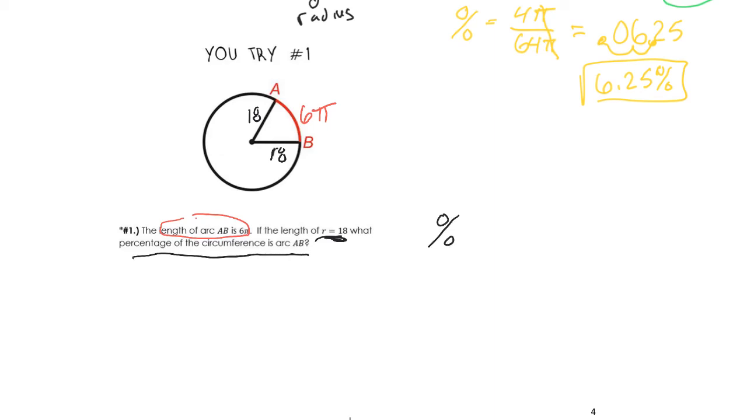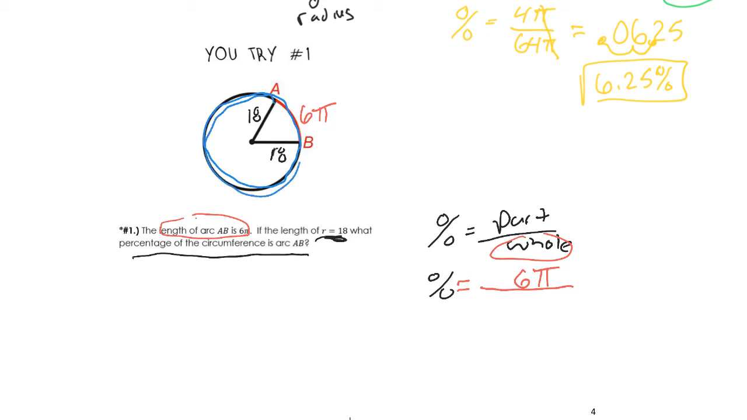Well, I know percent equals part over whole. And I know part of my arc here is 6 pi. So I've got to find the whole circumference all the way around the outside of the circle, for the bottom part of my fraction. Well, circumference equals 2 times pi times radius. So 2 pi, and my radius is 18.